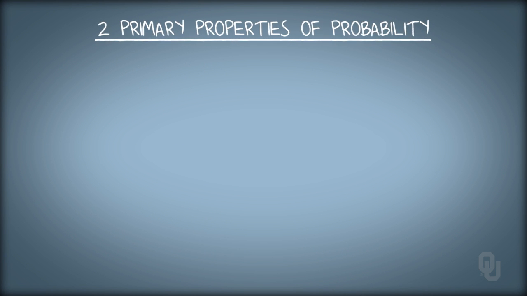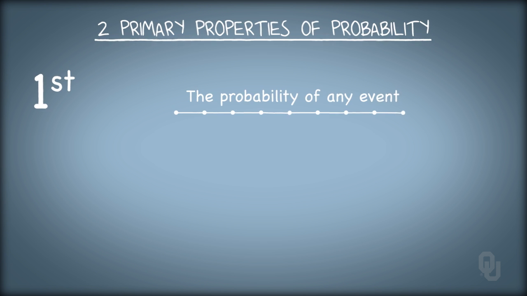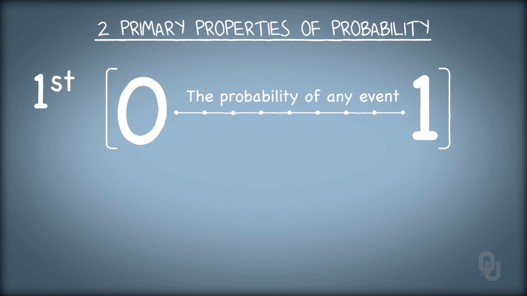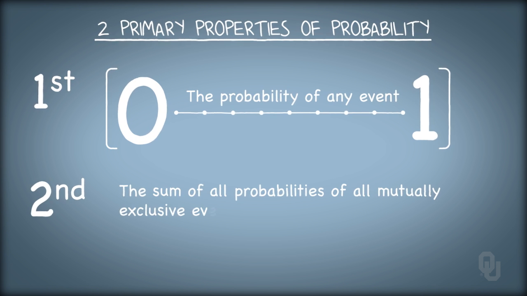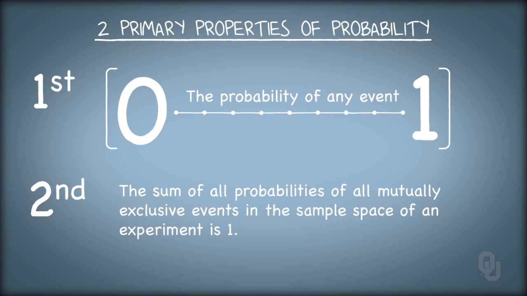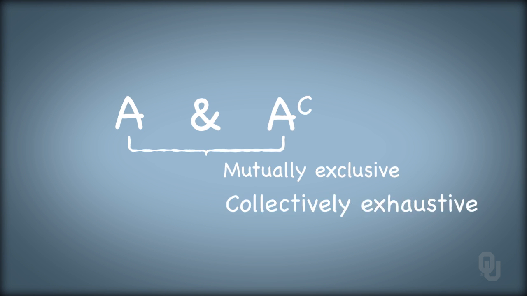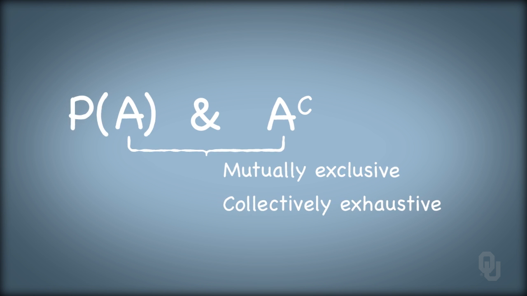There are two properties of these events that must hold. The first is the probability of any event must be between 0 and 1, inclusive of 0 and 1. And the second is that the sum of the probabilities of the individual mutually exclusive events that make up the sample space must be 1. These two properties help establish some rules. For example, naturally, A and A complement are mutually exclusive and collectively exhaustive. Therefore, the probability of A plus the probability of A complement equals 1. Knowing the probability of A helps us find the probability of A complement.